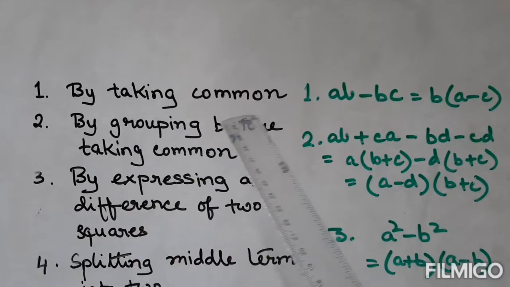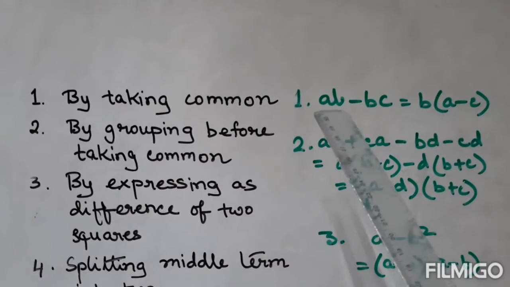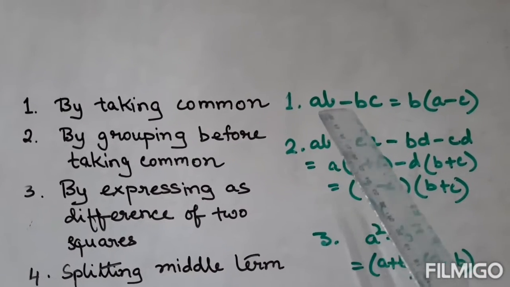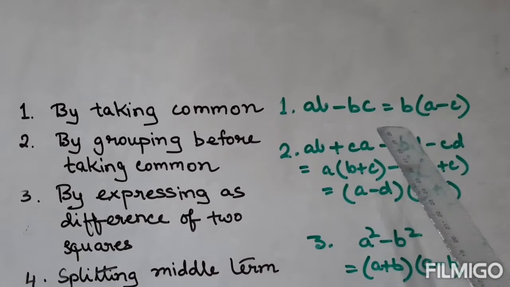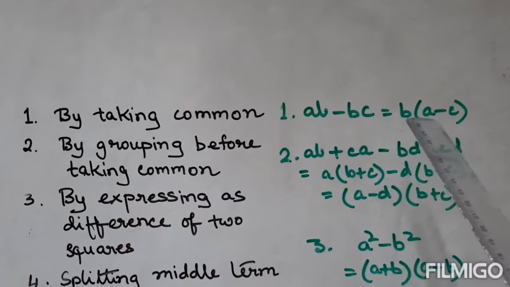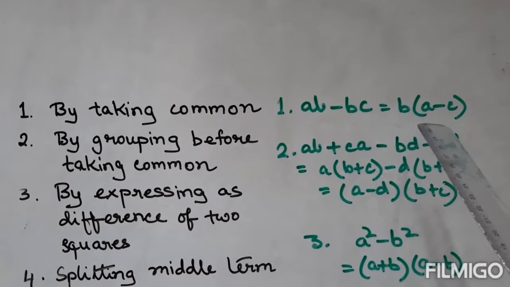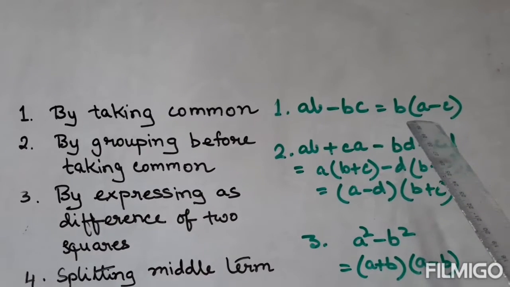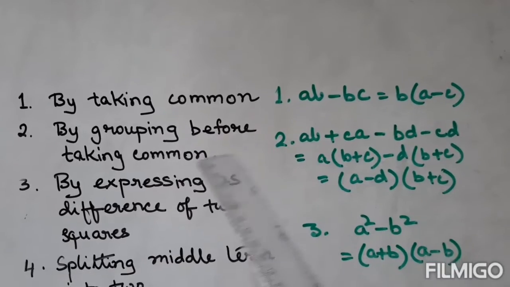By taking common. In the first case we see AB minus BC, we take only B common and we can express it in two factors. One is B, the other one is A minus C.